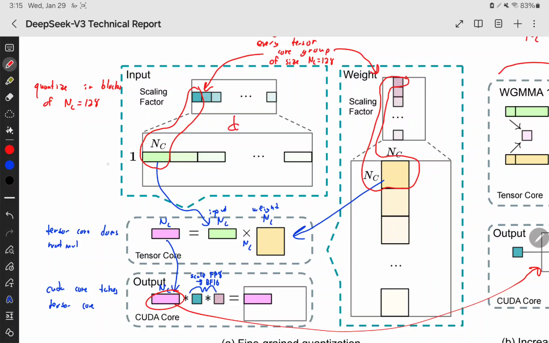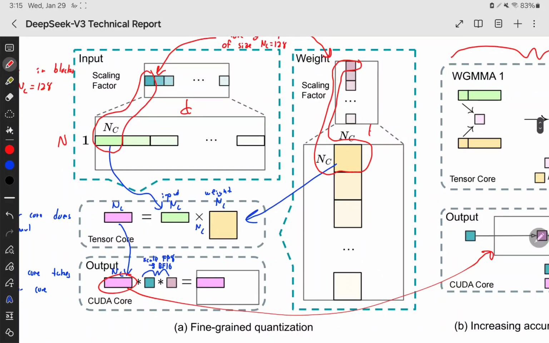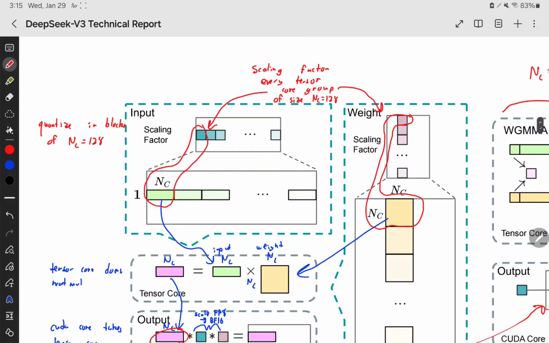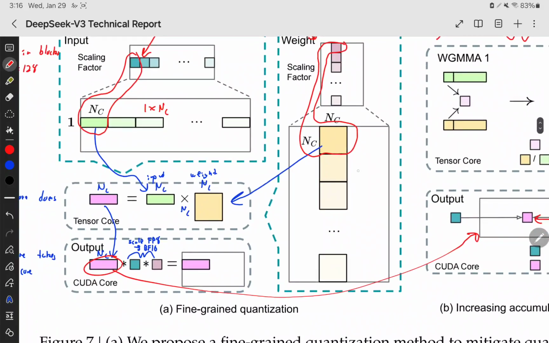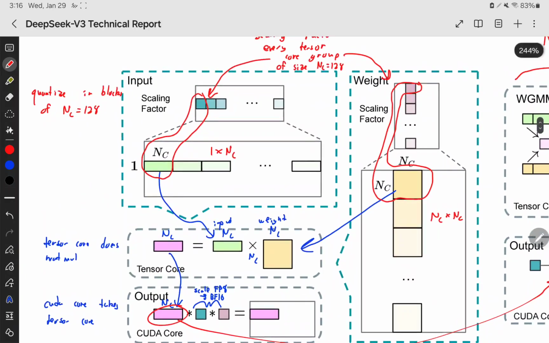So this will be of dimension, say, n by d, and this will be our weight here, which is going to be of shape, say, d by d or something like that. You tile your input by 1 by nc tiles, and you tile your weights by nc blocks. For each of these, you compute a scaling factor. So the scaling factor I mentioned below, that would be here.